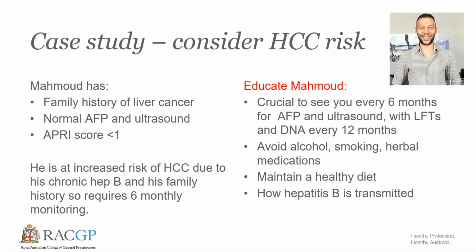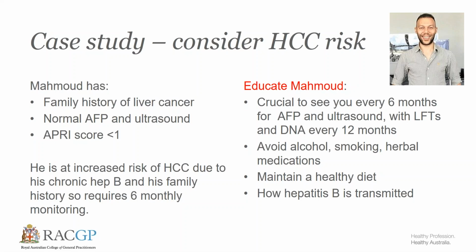The next thing is his hepatocellular carcinoma risk. So we've already established that he's got a family history of liver cancer. He's not in one of the racial groups that have a higher risk. His AFP and ultrasound are normal, and his APRI score is less than 1, so we don't think he has cirrhosis. It's a pretty sensitive test for picking up cirrhosis. But because he has chronic hepatitis B and a family history of hepatocellular carcinoma or liver cancer, he needs to be monitored every 6 months for hepatocellular carcinoma.